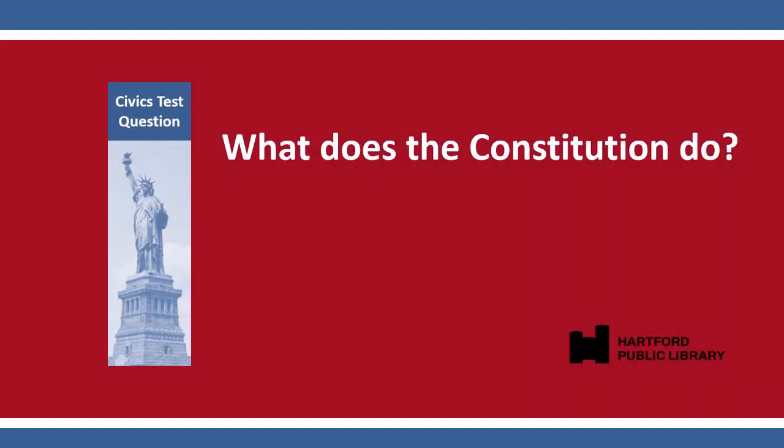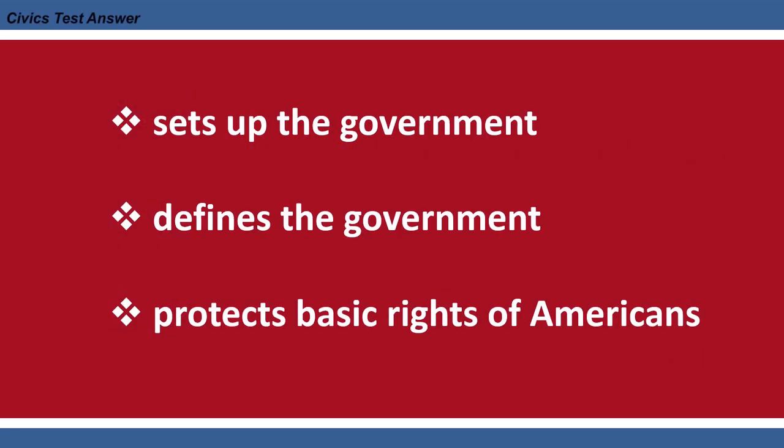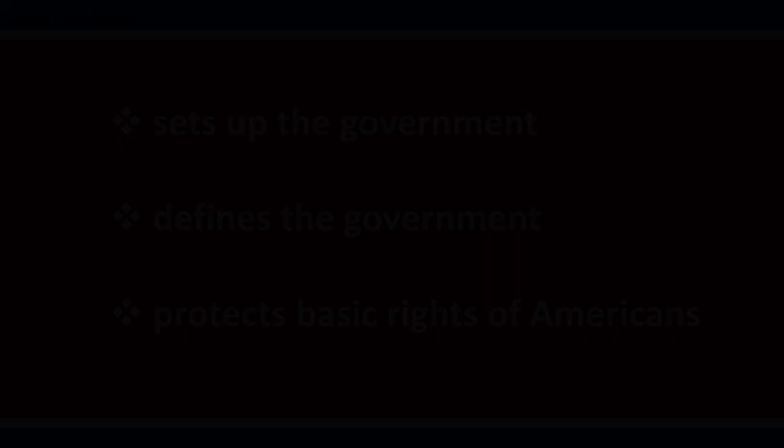Civics test question. What does the Constitution do? Sets up the government. The Constitution sets up the government, defines the government, and protects basic rights of Americans. No level of government in the United States is allowed to take away the basic constitutional rights of people living in this country.